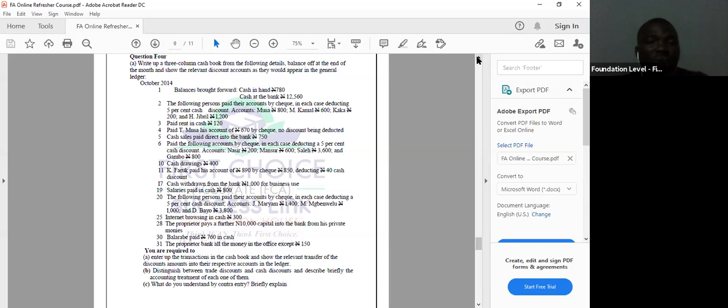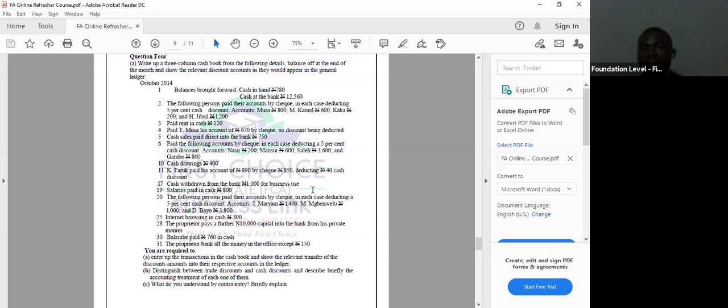Now let's go to question 4. We are asked to write up a 3-column cash book. So we have October 2014. Balance brought forward: cash in hand is 780. Cash at the bank is 12,560. So we have cash in hand, 780. It means the amount of money that we have with us is 780. Then at the beginning, the amount we have in bank is 12,560.